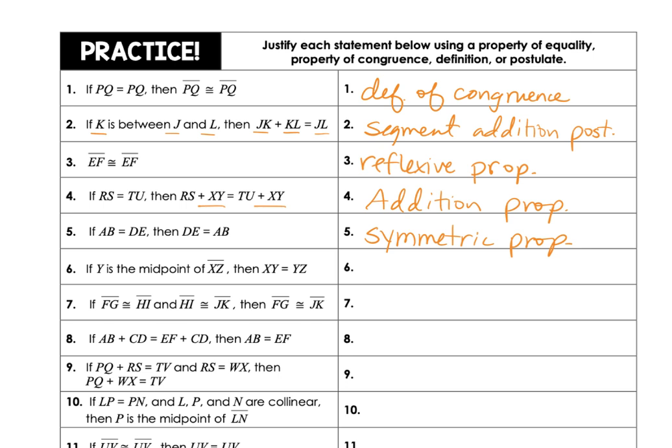Okay, number 6. If Y is the midpoint of XZ, then XY equals YZ. What's that? Definition of a midpoint. Number 7: if FG is congruent to HI and HI is congruent to JK, then FG is congruent to JK. Take out the two in the middle that are the same, and you get the transitive property.